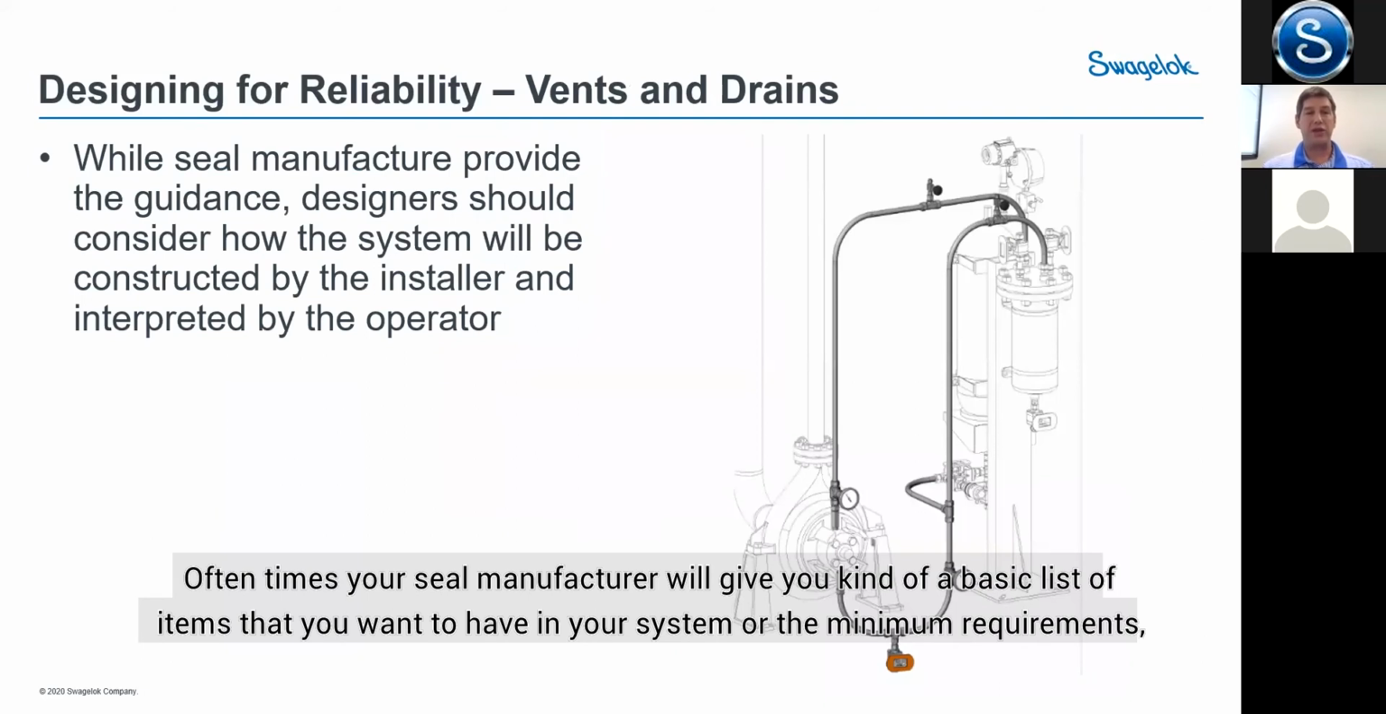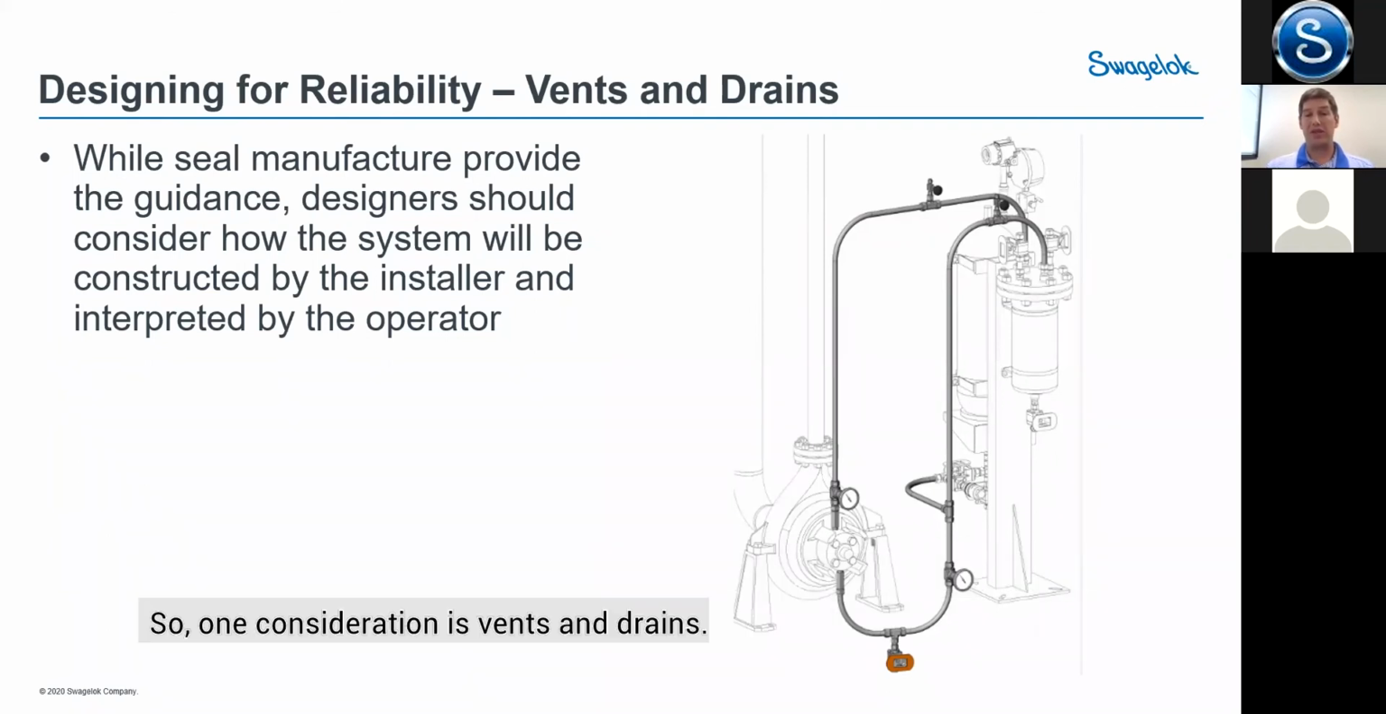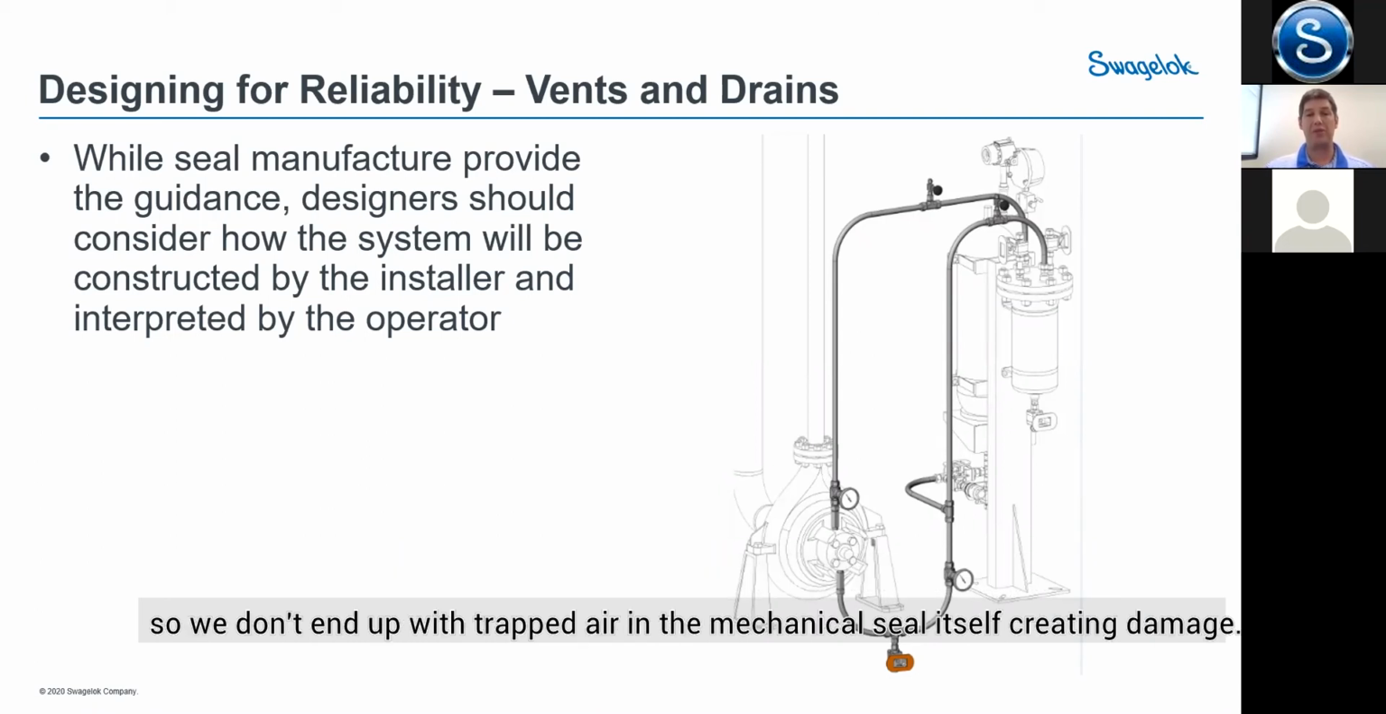Oftentimes, your seal manufacturer will give you a basic list of items that you want to have in your system, or the minimum requirements, but they leave it up to the installer and/or the operator to determine the other components to be added to the system. So one consideration is vents and drains. In a system that may be a liquid system for the seal support, it's important to have some high point vents to allow any gases out of the system so we don't end up with trapped air in the mechanical seal itself, creating damage.